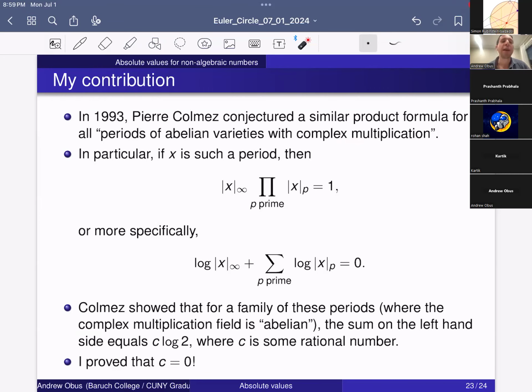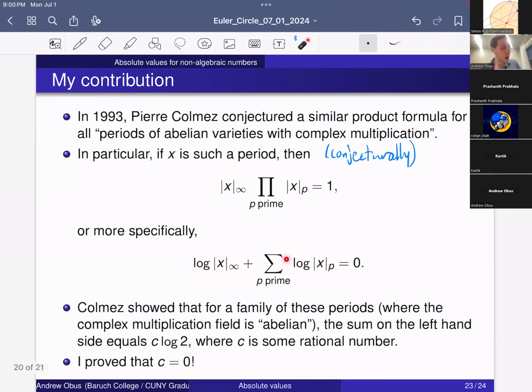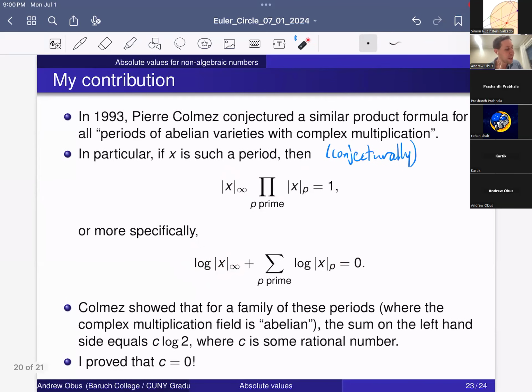These are special types of periods. They're periods like what we had before, but some very special things. So in particular, what's the conjecture? Conjecturally, each such number has an Archimedean absolute value and a bunch of p-adic absolute values. And when you multiply them all together, you should get 1. Or logarithmically, if you take the log of the Archimedean absolute value plus the log of all these p-adic absolute values, you should get 0.